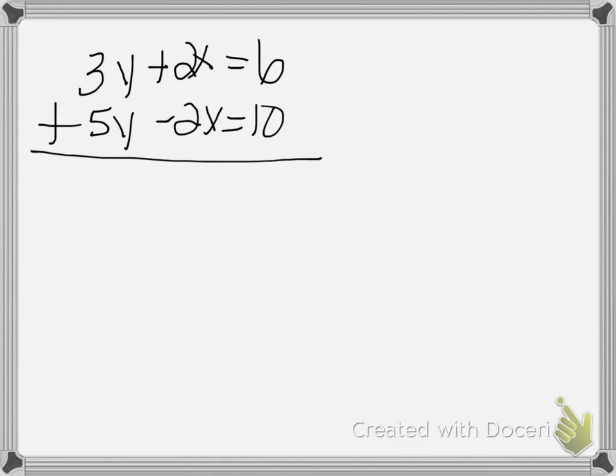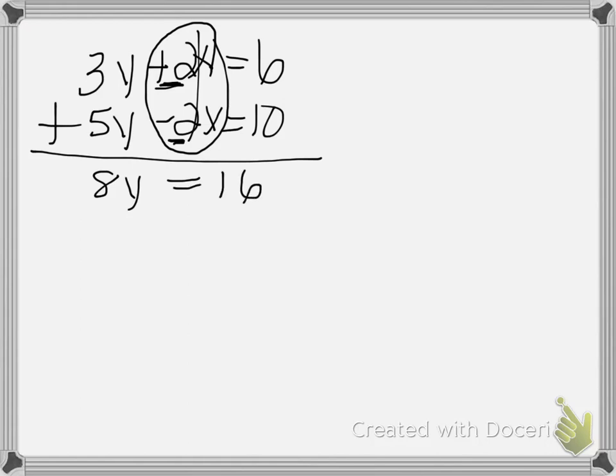So I noticed that I already have that with these x's, because that's a positive 2 and that's a -2, so they're the same number, 2's, but one's positive, one's negative. That's different signs. 3y plus 5y makes 8y. 2x minus 2x becomes 0. 6 plus 10 becomes 16.